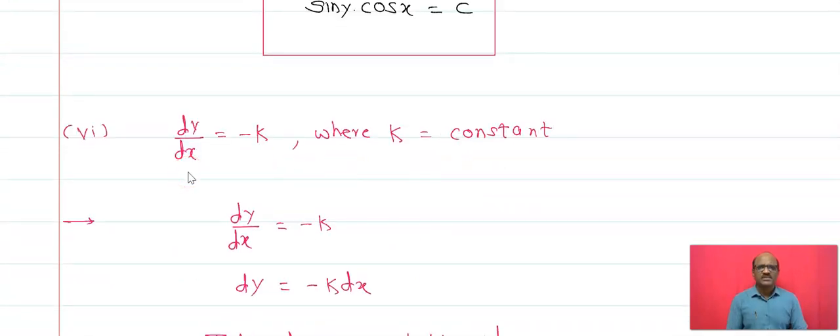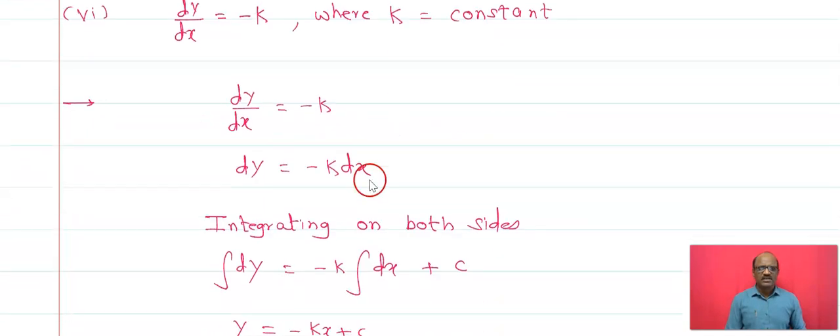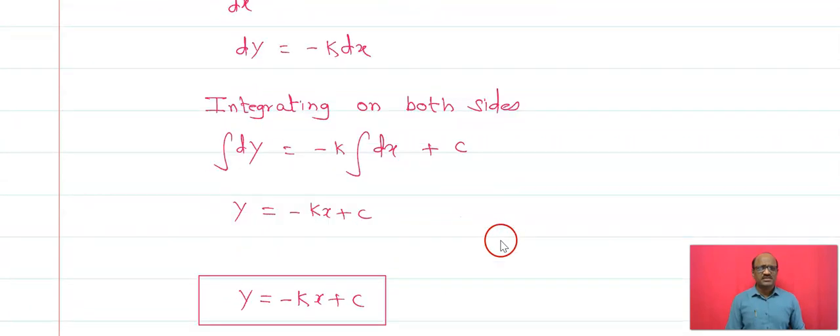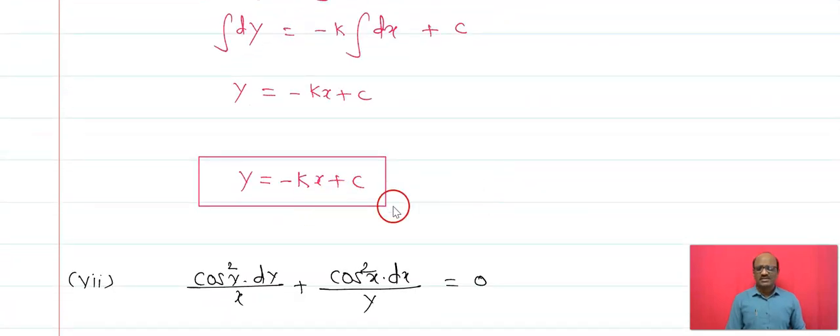Now the next, dy by dx is equal to minus k, where k is a constant. Therefore dy is equal to minus k dx. Now here the variables are already separable. Integrating on both sides, integral dy is equal to minus k into integral dx plus c. The integral of dy is y, the integral of dx is x, plus c. Therefore y is equal to minus kx plus c, and this is the required solution of the differential equation.